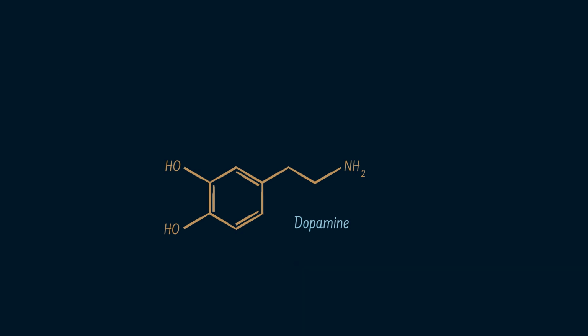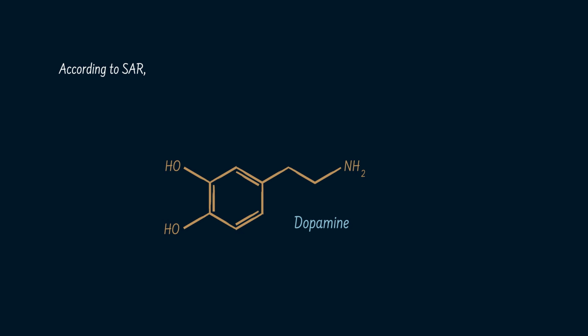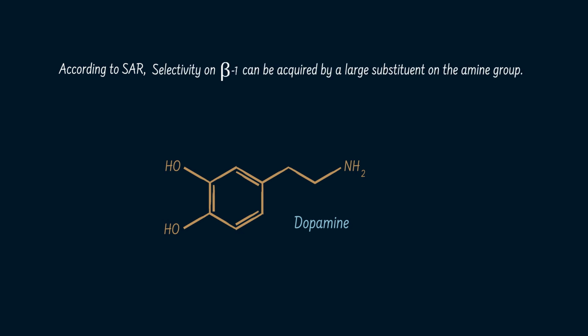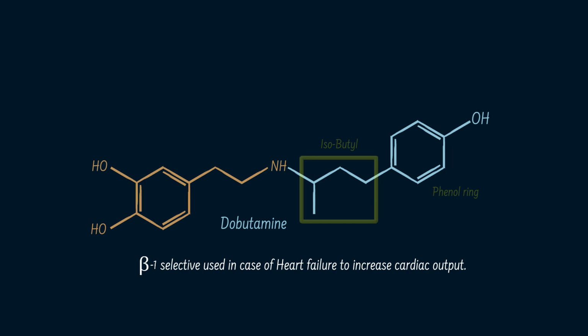This non-selectivity between alpha-1 and beta-1 originates from being a catecholamine derivative, in addition to the absence of substituents on the amine group. And this specific dual selectivity may be due to the absence of hydroxyl on beta-carbon, as it is a phenylethylamine. According to SAR, selectivity on beta-1 can be acquired by a large substituent on the amine group. So, dobutamine, in which the amine group carries an isobutyl substituent that ends with a phenol ring, is a beta-1 selective drug used in case of heart failure to increase cardiac output.